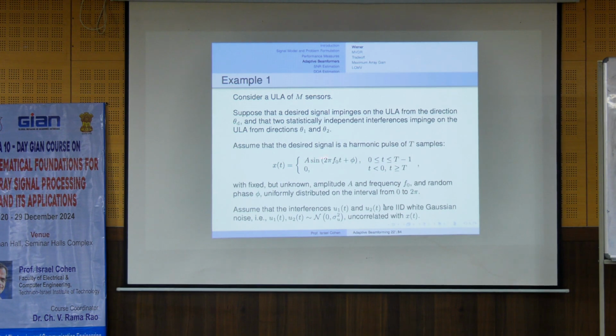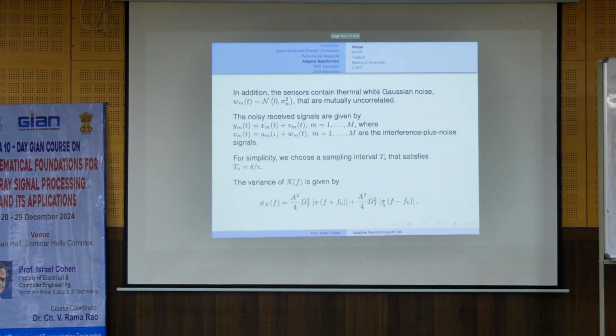So we can see an example like this: a sinusoidal signal of length t, and we assume that the source comes from a certain theta d, and we have two interferences, theta 1 and theta 2. In addition to these interferences, we have thermal noise.